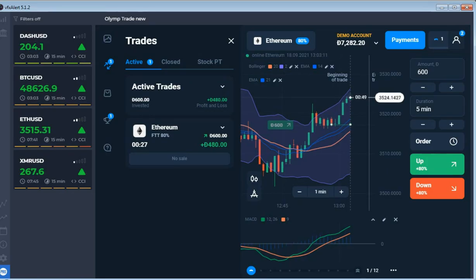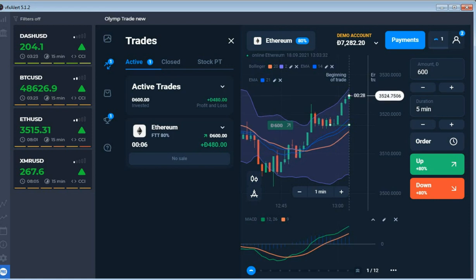The option will end with a profit, a strong downtrend. The price is far from the opening level. Even if the reversal begins, the remaining time is not enough to turn the option into a loss. The last option was closed in profit.